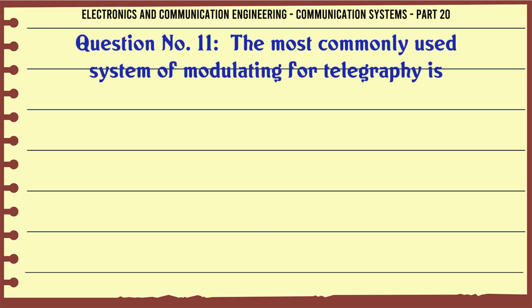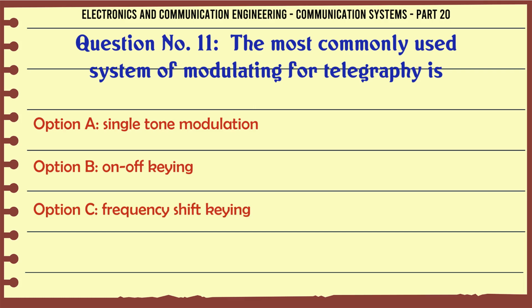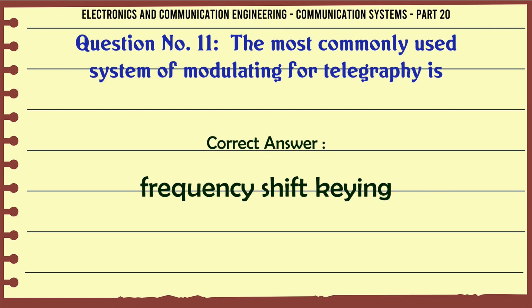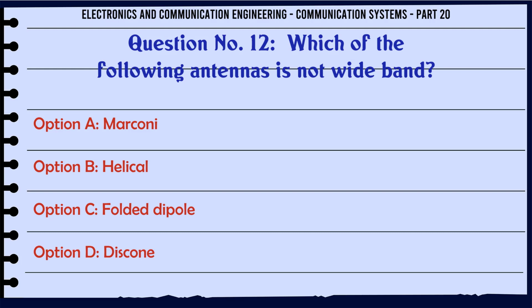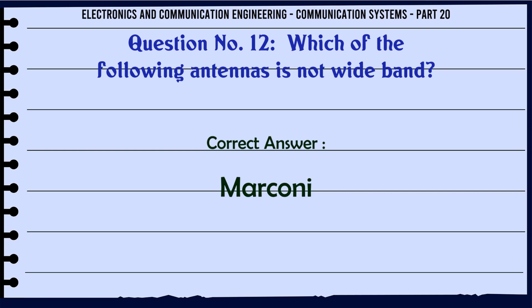The most commonly used system of modulating for telegraphy is: A, single tone modulation; B, on-off keying; C, frequency shift keying; D, pulse code modulation. The correct answer is frequency shift keying. Which of the following antennas is not wideband? A, Marconi; B, helical; C, folded dipole; D, discone. The correct answer is Marconi.